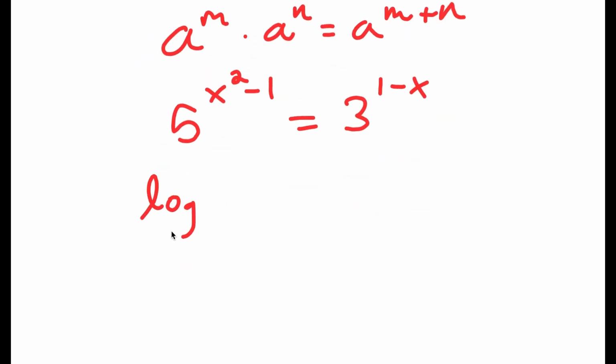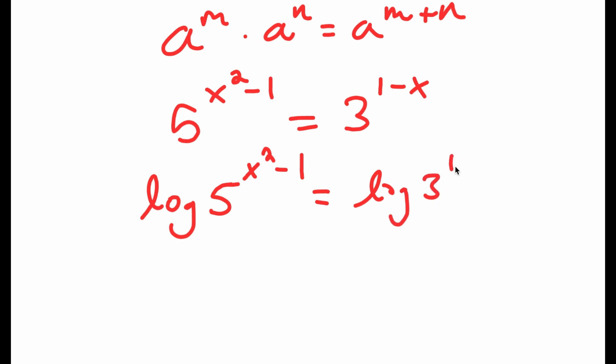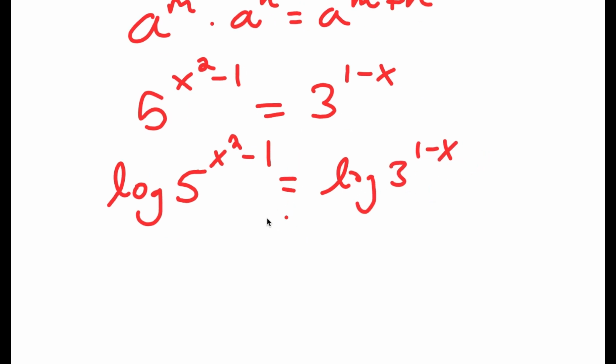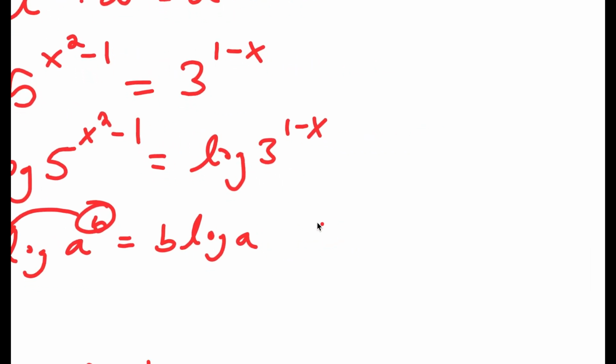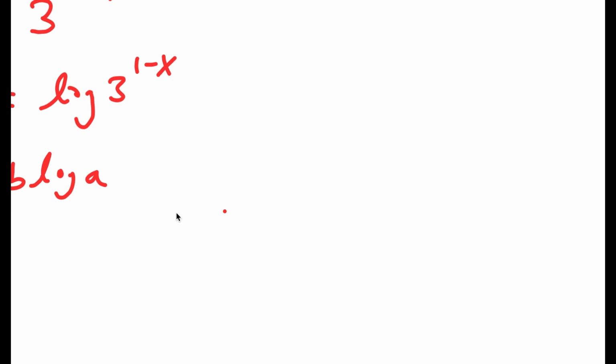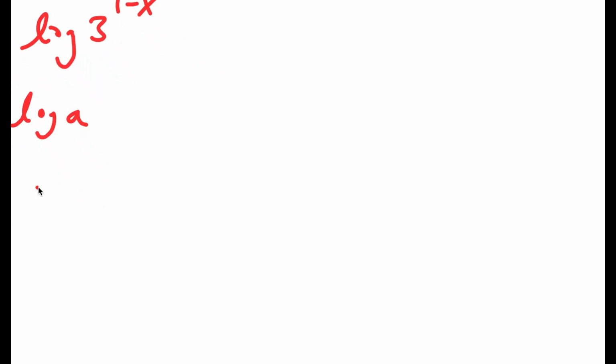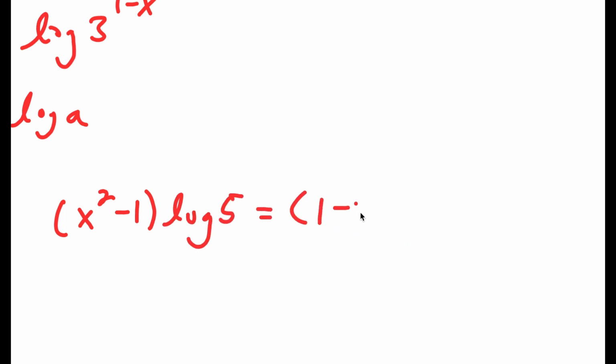Now, if I take the log on both sides, I get log 5 to the power of x squared minus 1 is equal to log 3 to the power of 1 minus x. And if I have something in the form log a to the power b, I can move this exponent b to the front, so it's going to equal b times log a. So in this case, I get x squared minus 1 times log 5 is equal to 1 minus x times log 3.